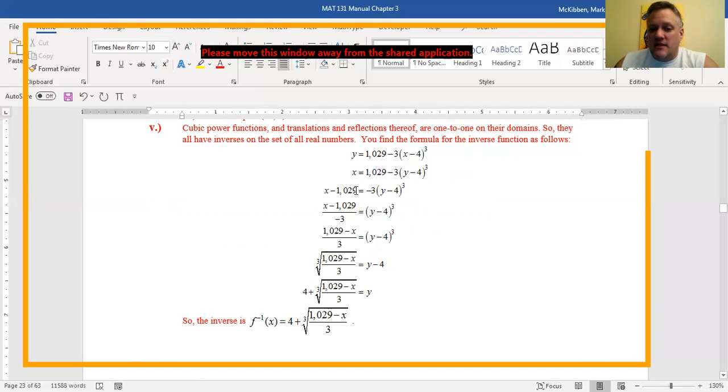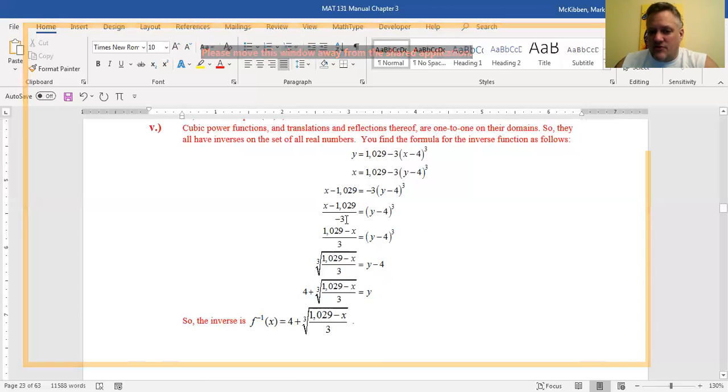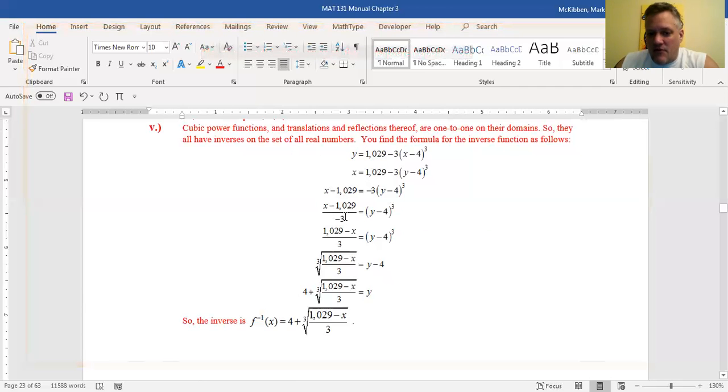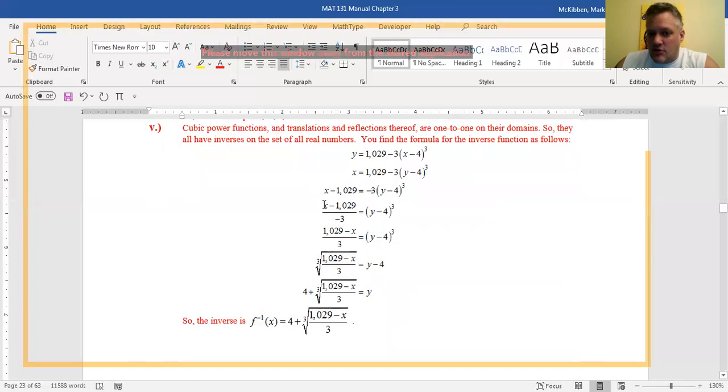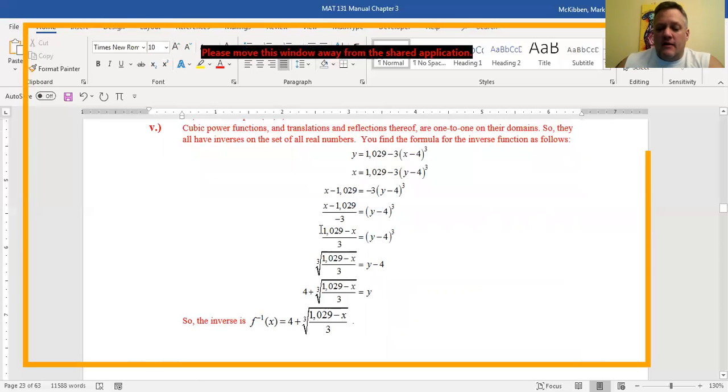So I'm subtracting the 1029, dividing by the -3, right? Then I'm taking care of this negative just so I don't have all these negatives running around. Remember, if you have a negative in the bottom of a fraction, you can move that negative to the top and then distribute. So that's what I did going from here to here. You don't have to do that. It's just cleaner if you do. All right, once I'm here, take the cube root of both sides, add 4 to both sides, and there is your inverse function. Okay.